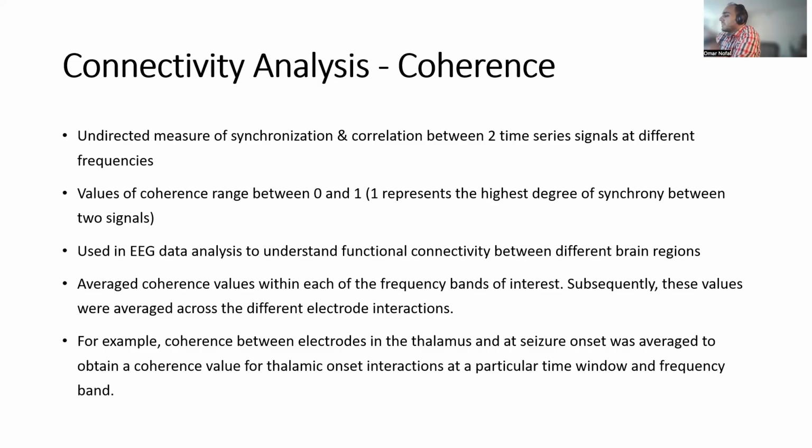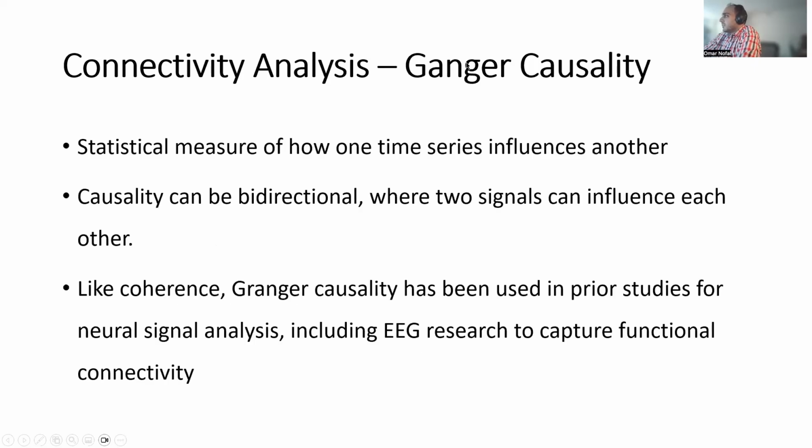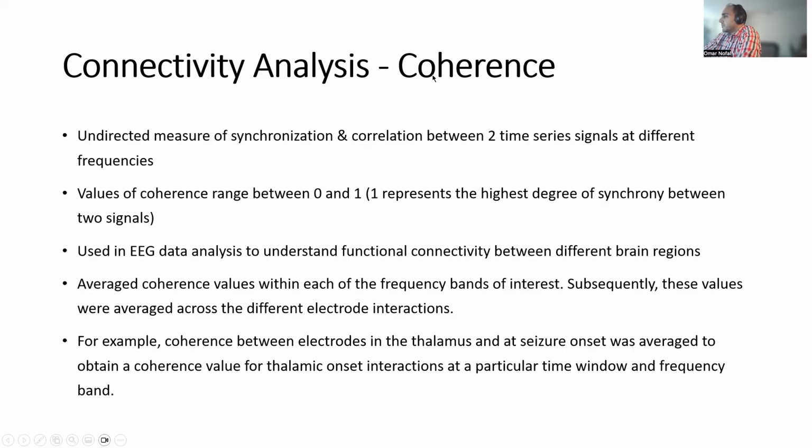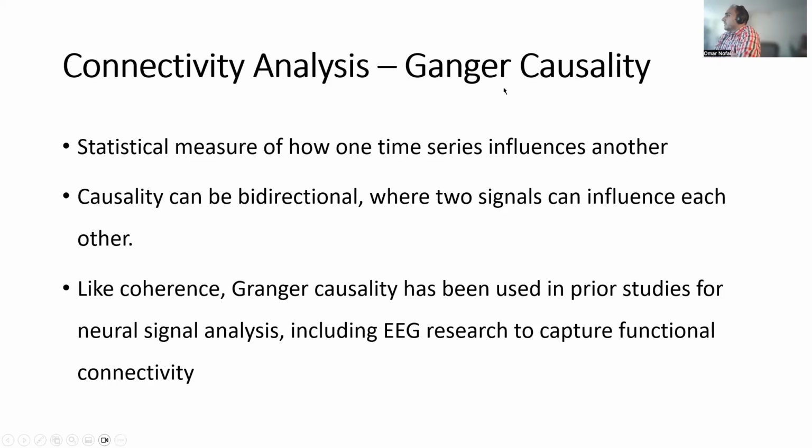So the average coherence values within each of the frequency bands are averaged across the different electrode interactions. Let's say, for example, a coherence between electrodes in the thalamus and at seizure onset was averaged to obtain this value for thalamic onset interactions at a particular time window and a particular frequency band. So this is one type of connectivity analysis. We'll understand more after I show you the results regarding coherence and the Granger causality.